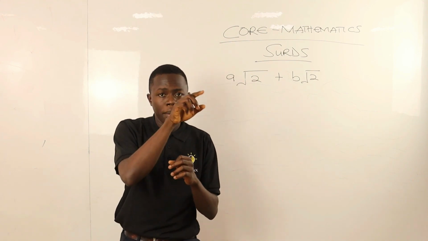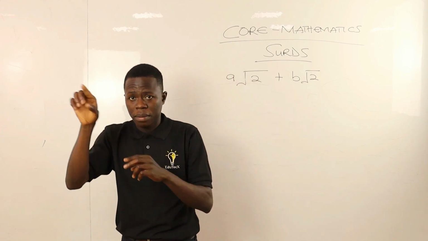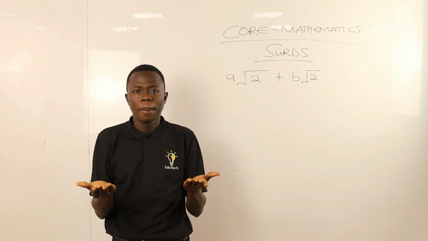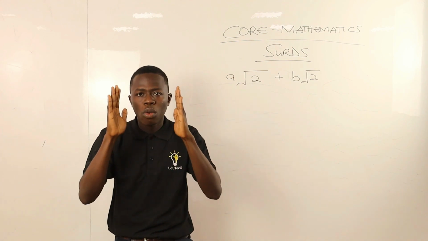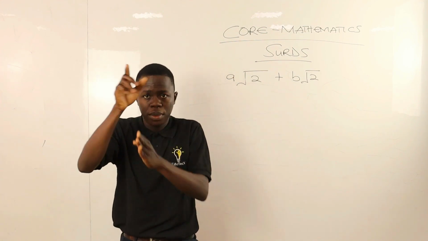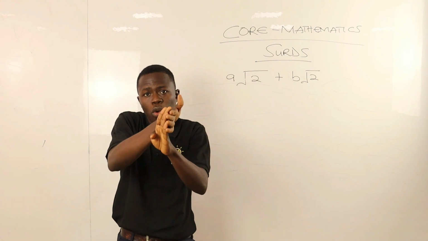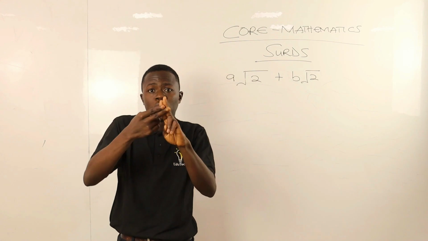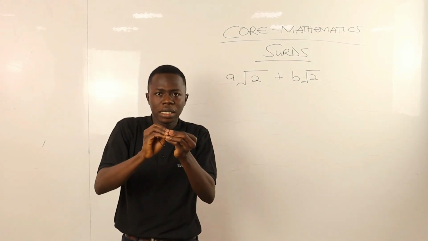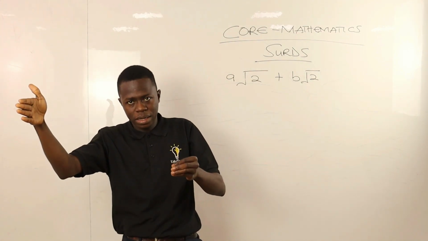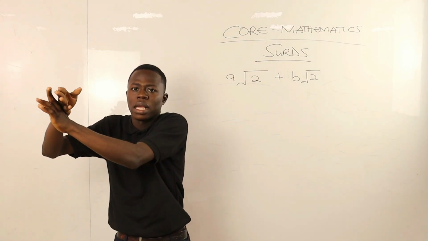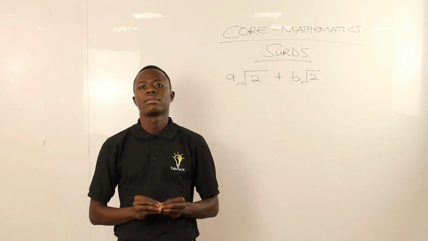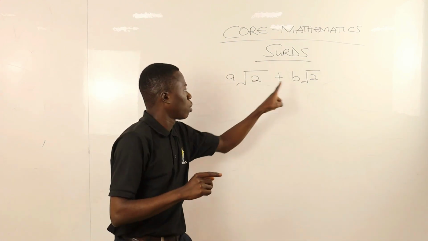Now, if you look at the ones that we have on the board, the numbers under the square root sign are the same, so we can add them, right? But how is it done? Your focus should be on the numbers outside the square root. Again, your focus should be on the numbers outside the square root. So we isolate the numbers outside the square root sign, and depending on the sign in the question, whether it's addition or subtraction, we add or subtract those isolated numbers.